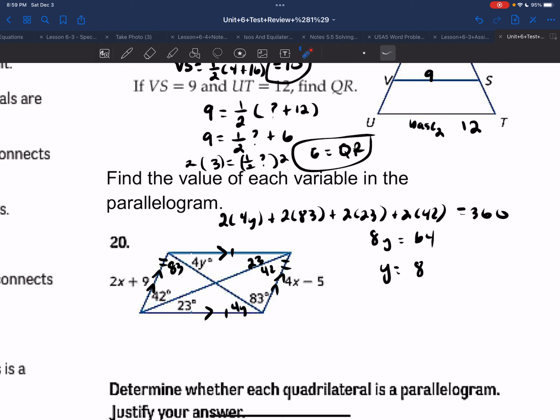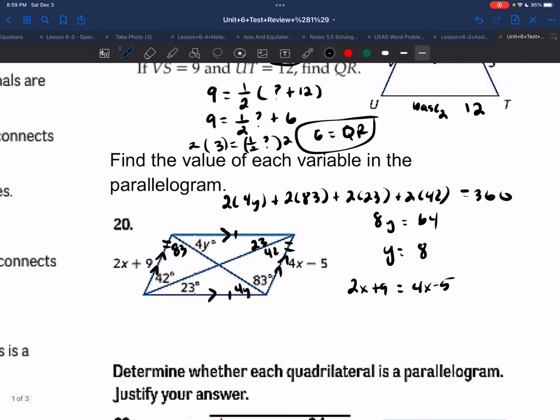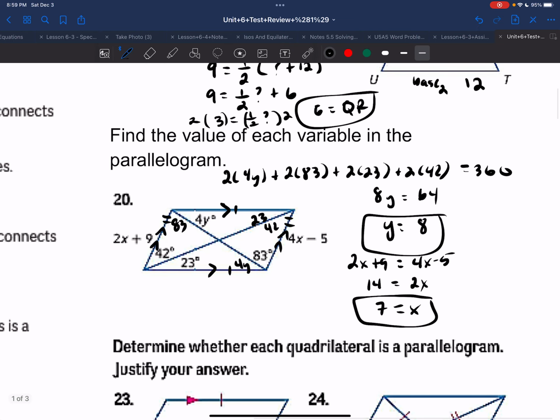Okay, now I need to go ahead and solve for x. Notice that 2x plus 9 is on the left side and 4x minus 5 is on the right side of this parallelogram. Again, you have to know that with parallelograms, opposite sides are congruent. So this expression is opposite to this expression. So I can do 2x plus 9, which is equal to 4x minus 5. And if I solve for x over there, I will get 14 equals 2x, or you can say 7 is equal to x. And this is what I'm trying to look for. That's all I have to do.